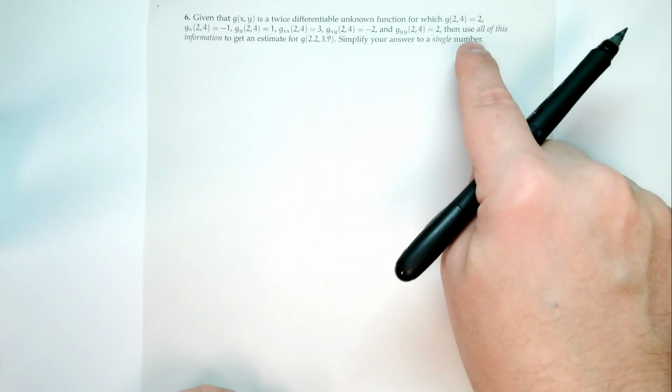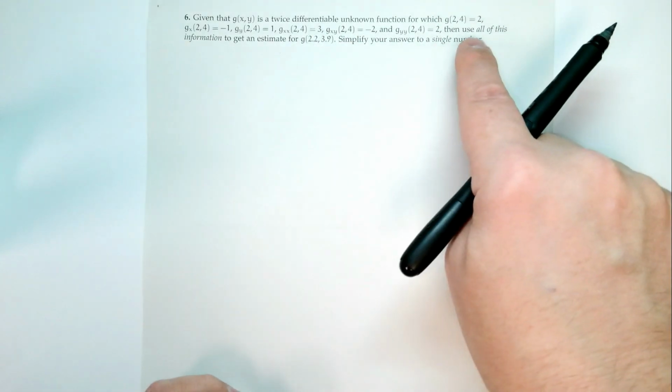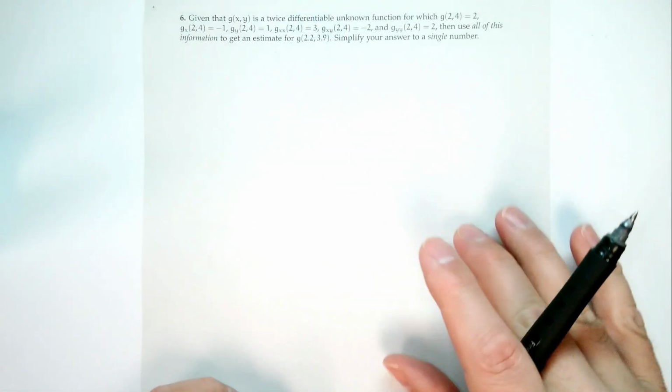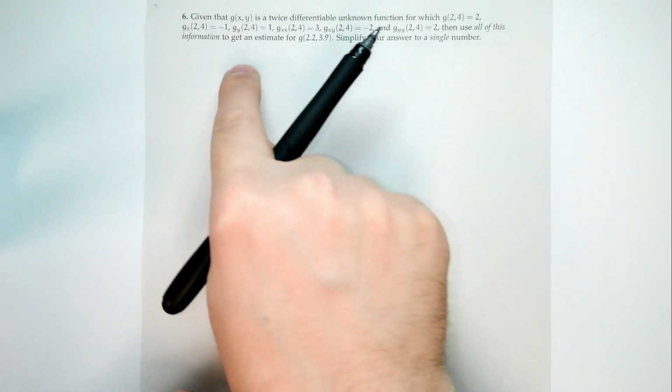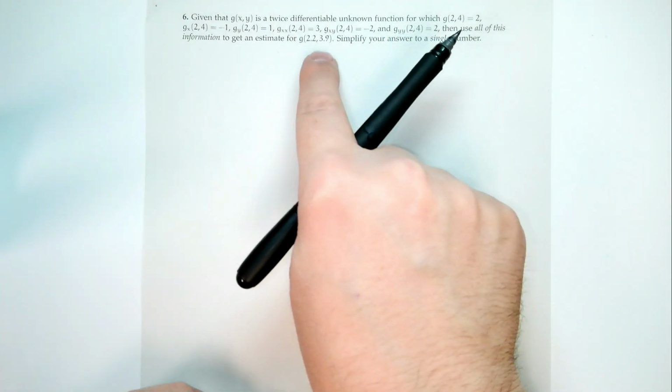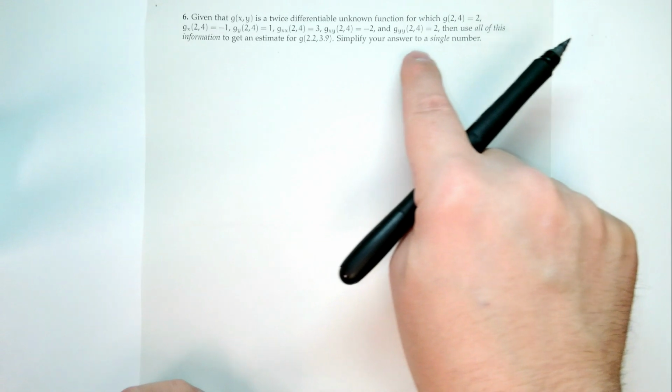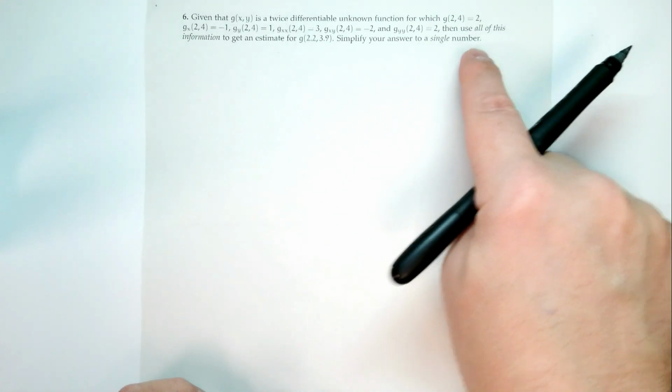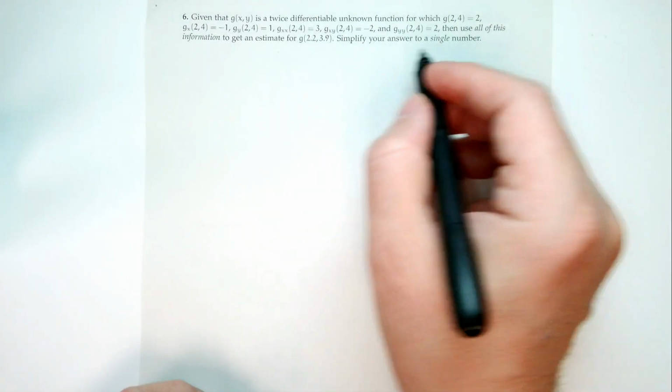Then use all of this information. Look, they even italicized all of this information. It's like they really want to emphasize: use everything. And what are we going to do with that? We're going to get an estimate for g of 2.2, 3.9. Simplify your answer to a single number. Oh my gosh. I'm a little bit nervous about this last part. That means we might actually have to be careful with our algebra and our arithmetic. But you know what? Let's do it. Let's be careful. Let's figure this out.